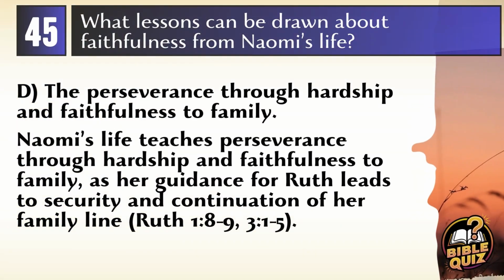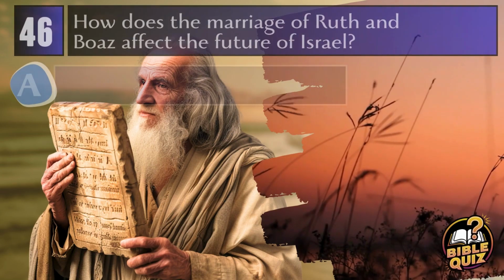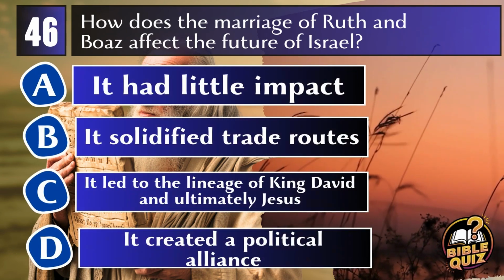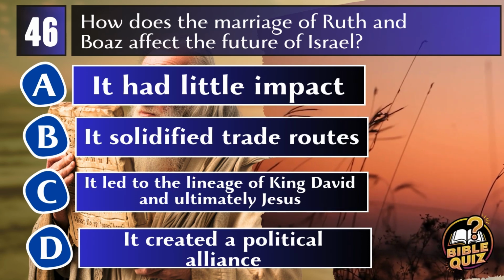Answer: D. The perseverance through hardship and faithfulness to family. Lessons from Naomi's life include the importance of perseverance through hardship and maintaining faithfulness to family, as her guidance and plans for Ruth eventually lead to security and continuation of her family line. Ruth 1:8-9, 3:1-5. Question 46. How does the marriage of Ruth and Boaz affect the future of Israel?